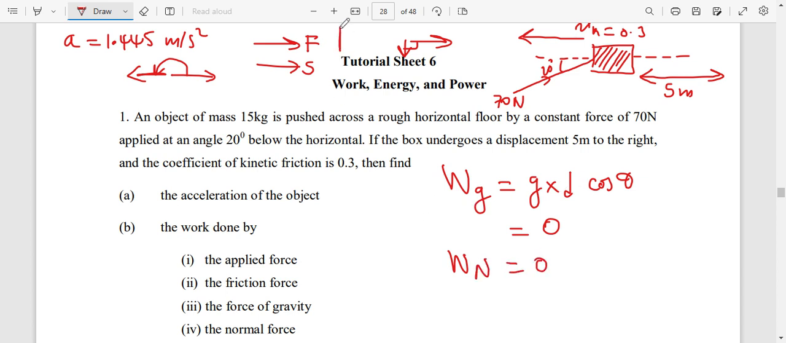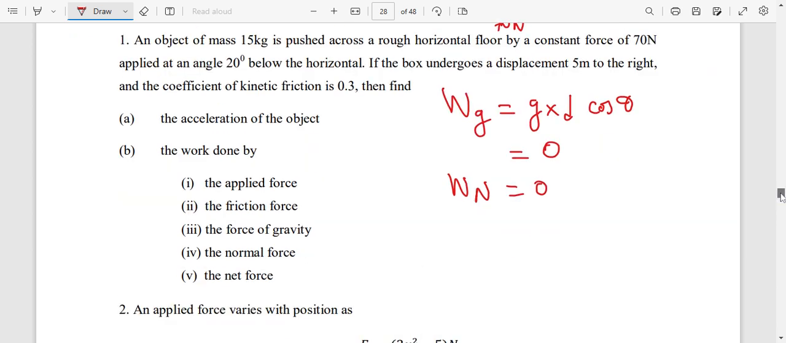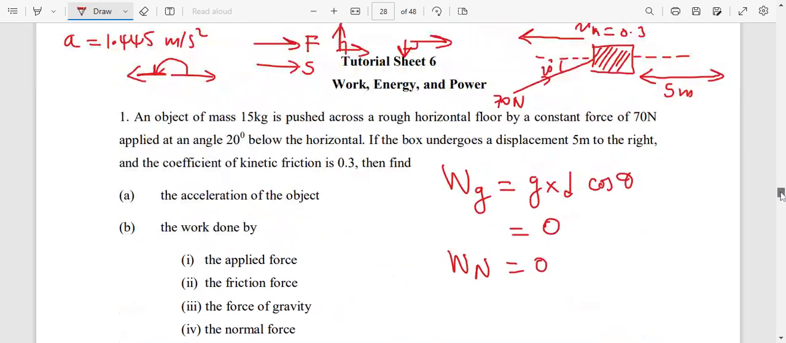Because also the normal force goes up. The distance is going in this direction. You're still making 90 degrees there. Cosine of 90 is still 0. So that is why work done by gravity and normal force is 0. Is that okay?